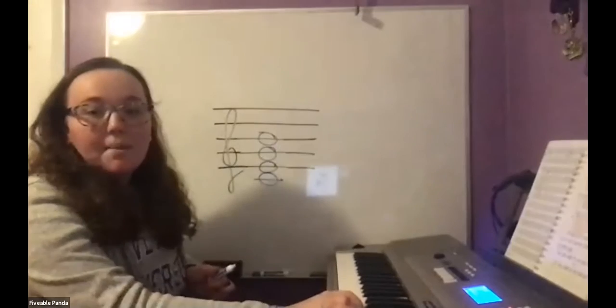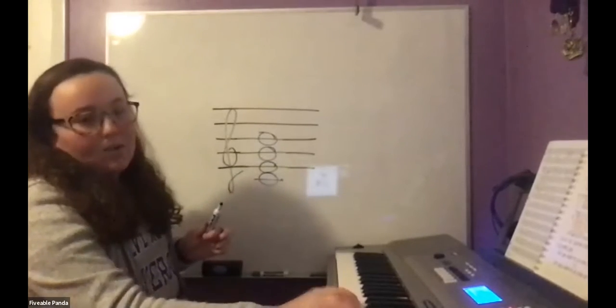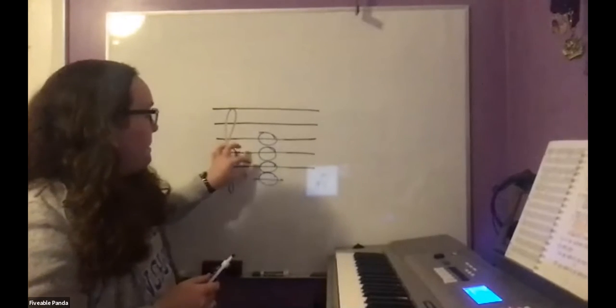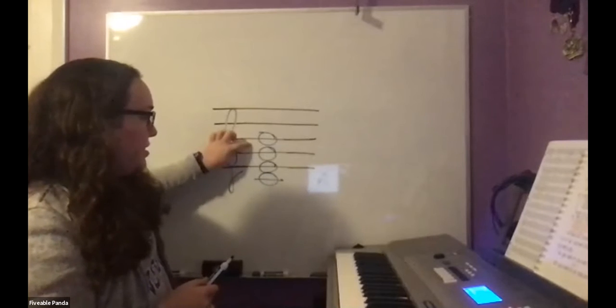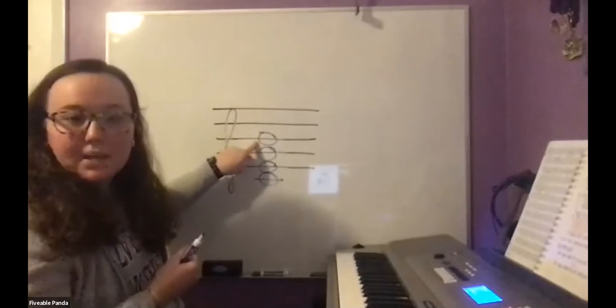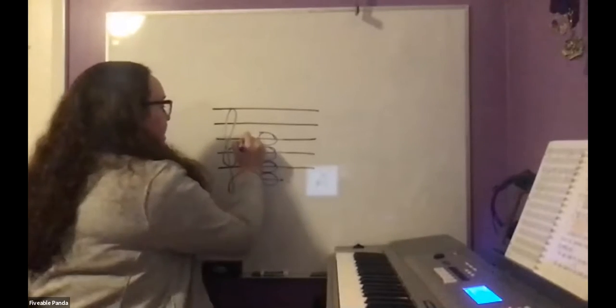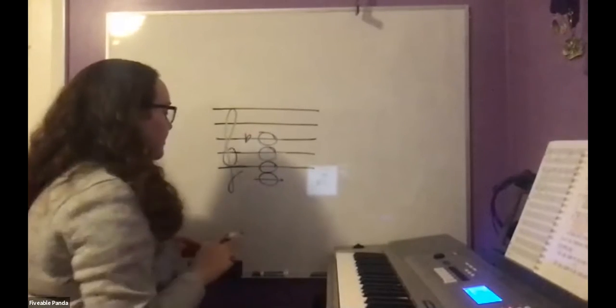Then we have the dominant seventh chord, which is probably the most common one that you'll see, which is a major triad with a minor seventh on top. So since this is B natural, to make it a minor seventh, you go a half step down with it and make it a B flat.